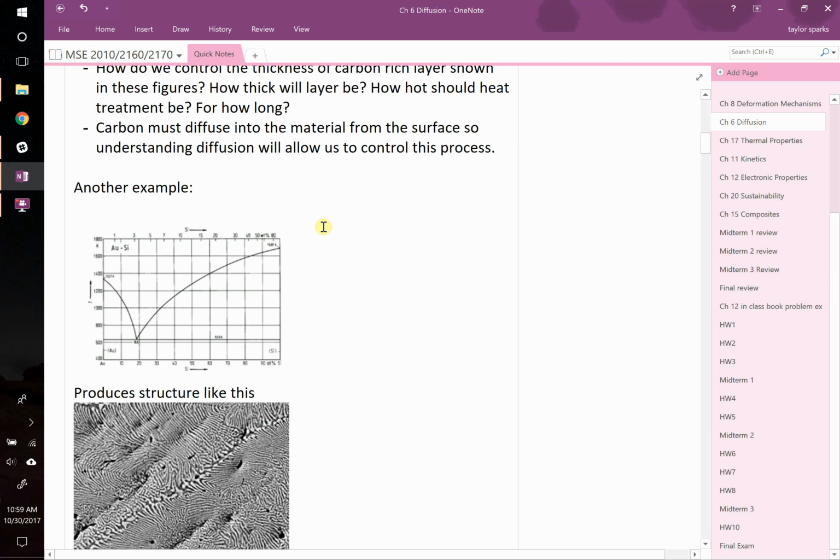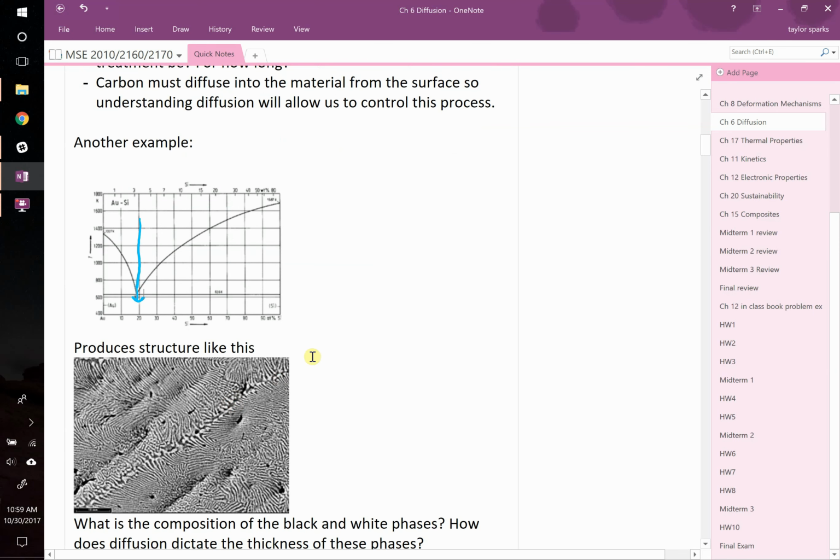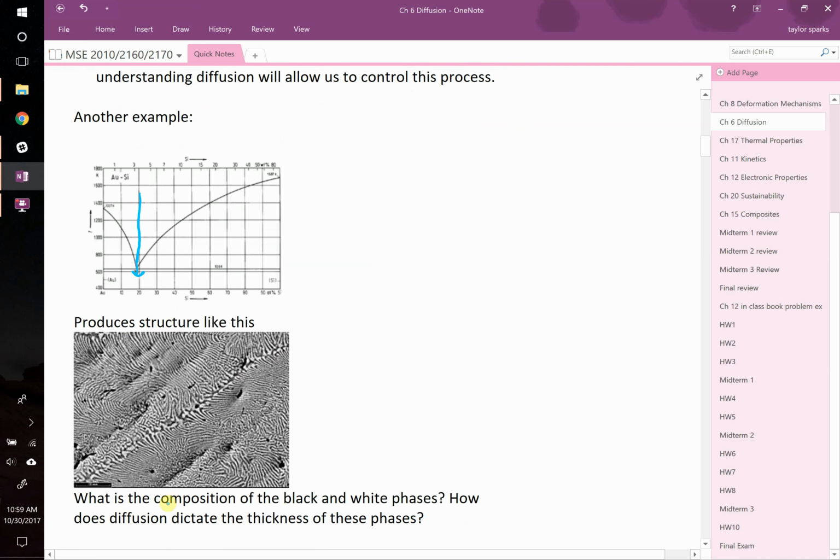Another question that we'll be able to answer has to do with the eutectic. We know that if you cool down an alloy at the eutectic composition, right there, as soon as you cross the eutectic reaction, you get this lamellar structure, right? This sort of zebra stripe structure. But again, we have some unanswered questions. We know what the composition is of the black and the white phases. The phase diagram tells us that we basically have pure gold over here and we have pure silicon over here.